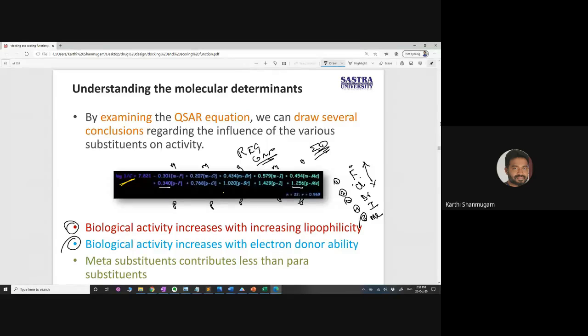The point given here is that meta substituents contribute less than the para position. If we compare the same methyl group at meta and para position, the same methyl group is present at the meta position and also at the para position. But the contribution of the methyl group at para position is 1.256, while at meta position it is just 0.454. At which position is the methyl group contributing more to the biological activity? So can we say it's contributing more in the para position?